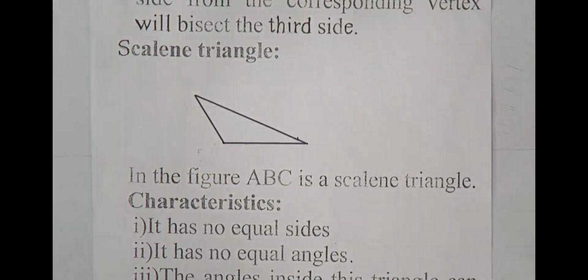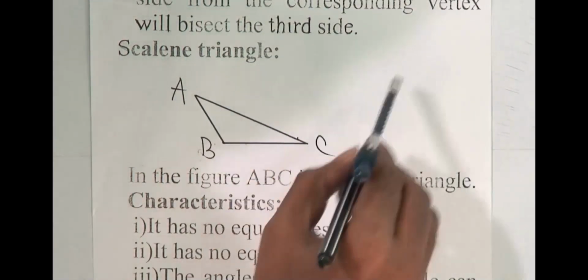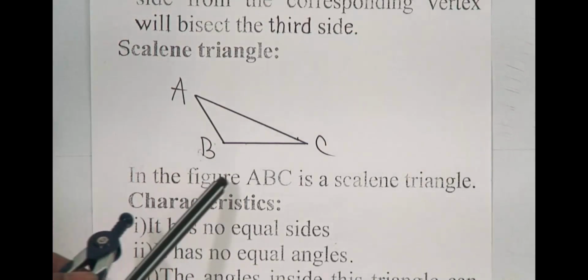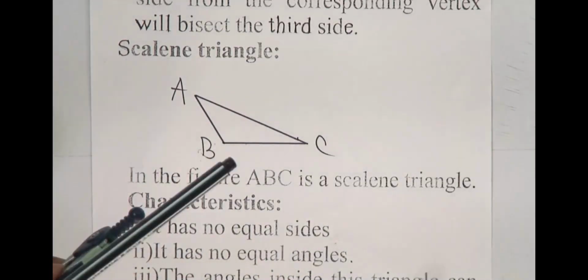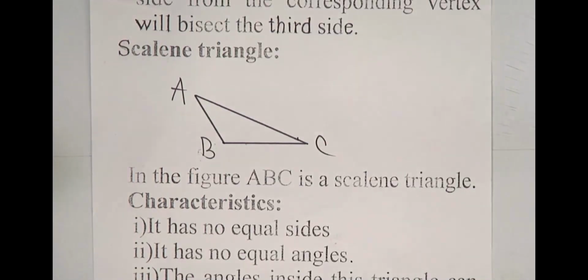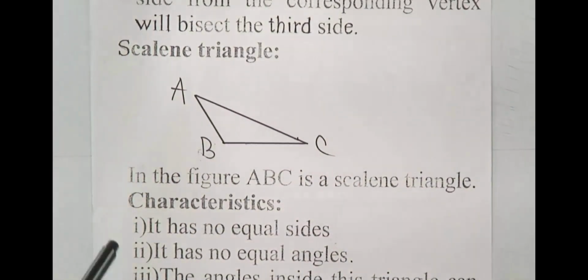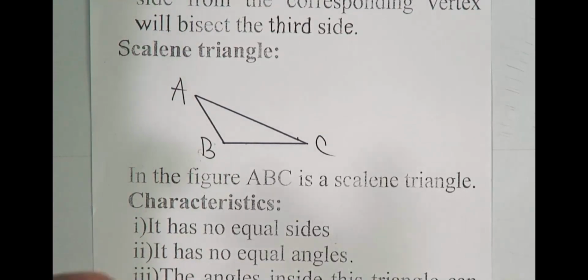Okay, and give the name ABC. Dear student, look carefully at the picture. AB side, BC side, AC side, all are unequal. So this type of triangle is called a scalene triangle. Already I have told some characteristics in the definition. Now see, it has no equal sides, as obviously it has no equal sides.